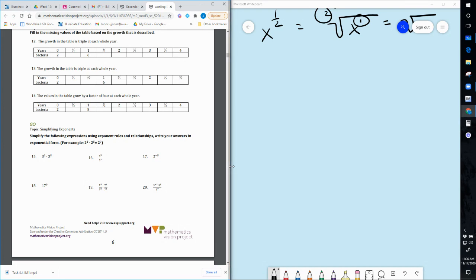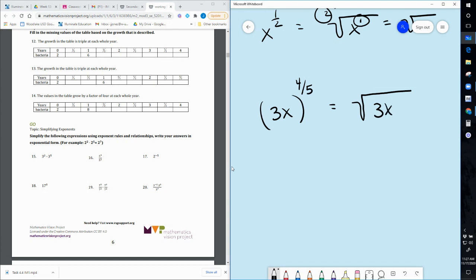Now, one more thing I do want to bring up that you can put into your notes is what if it said, like, 3x, and we'll say to the 4/5 power. How would we convert that to a radical? First of all, the entire 3x is being raised to the 4/5 power, so that needs to be here. You can either put the 3x in parentheses, or you can put it on the outside. For this one, I'll just put it on the inside. And then your root is 5, and your exponent is 4.